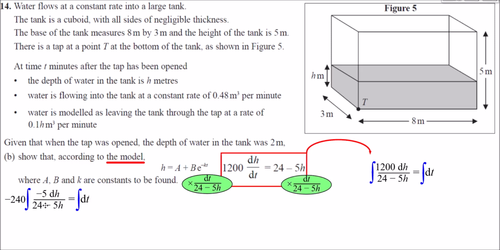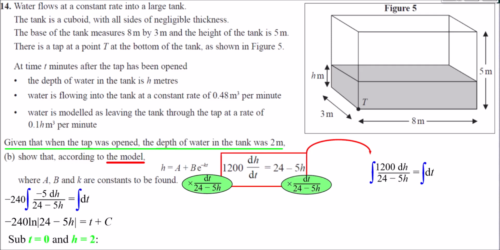Because now the numerator is the derivative of the denominator, this will now become minus 240 ln mod 24 minus 5h. And the integral of dt will just become t. And then of course we need to add on the constant of integration. So in terms of the constant of integration, we need a boundary condition, or some more information, which we are told. We're told that when the tap was opened, the depth of water in the tank was 2 meters. The tap was opened, the time starts after the tap was opened. So that's saying when the time is 0, h is 2.